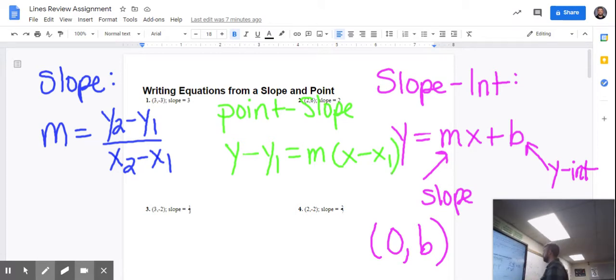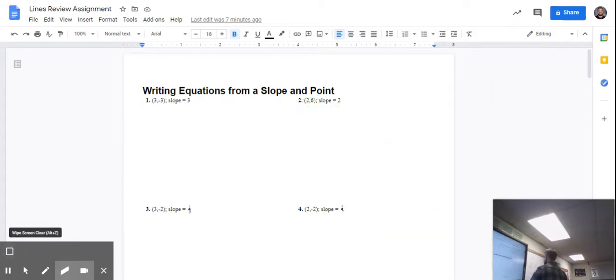Okay, so let's look at some problems. We're going to look at a couple. We're going to look at these 4 right here. So first off, I need to erase all this stuff. All right, so all of it's gone.